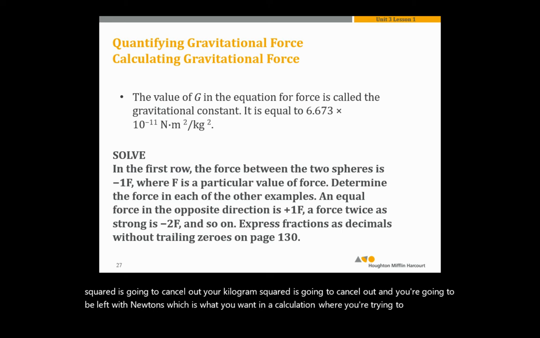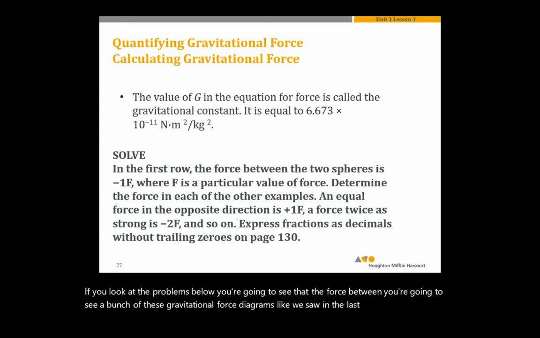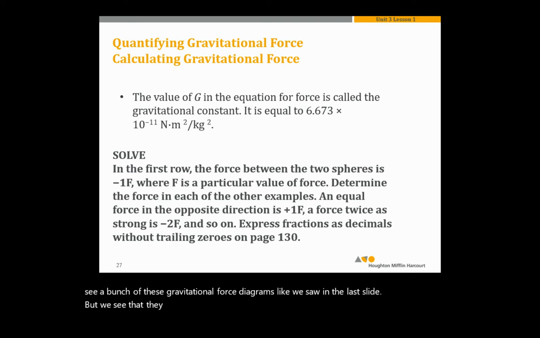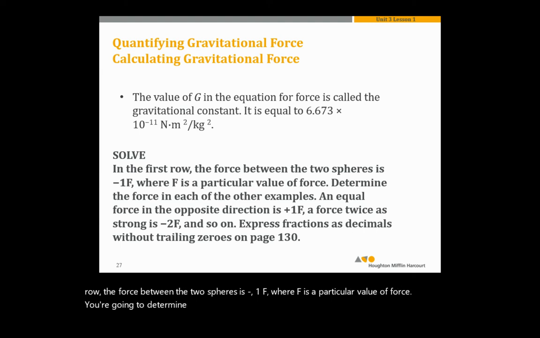If you look at the problems below, you're going to see a bunch of these gravitational force diagrams like we saw in the last slide. But they have different masses or different forces or different distances between the two objects, and your job is to calculate the missing value. So in the first row, the force between the two spheres is negative 1F, where F is a particular value of force. You're going to determine the force in each of the other examples.